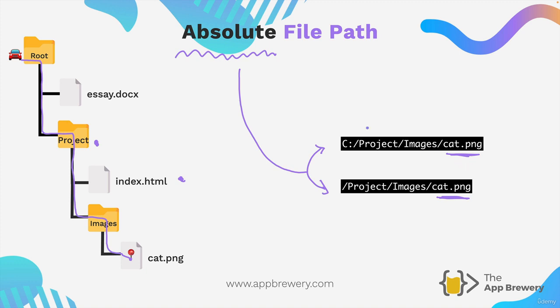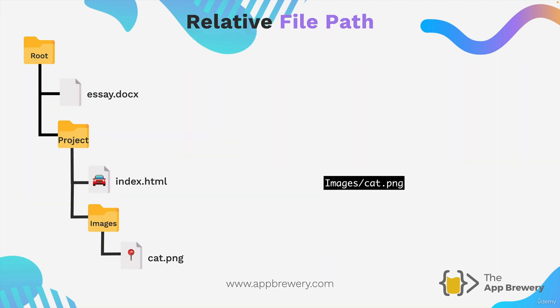Now, however, for web development, a more useful type of file path is a relative file path. As the name suggests, it's relative to something, right? So what is it relative to? In this case, we are not in the root folder.